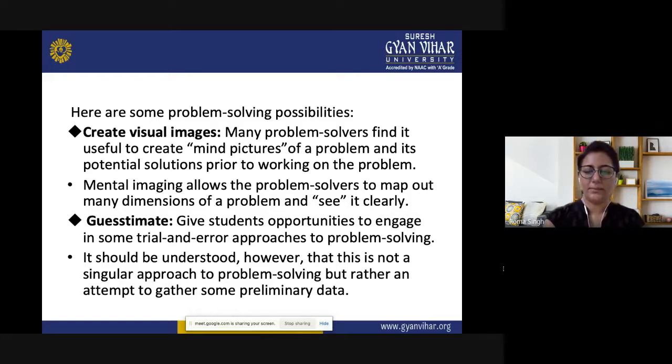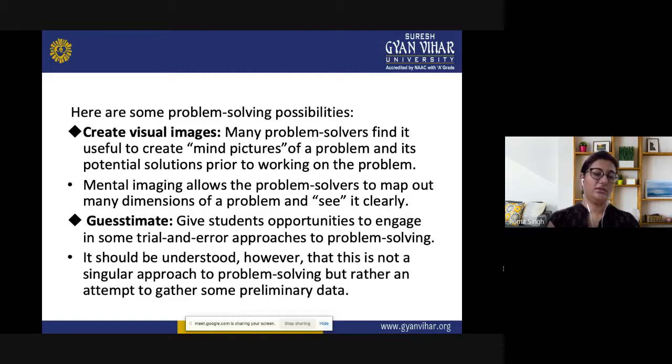Then the next technique is guesstimate. Guesstimate is a combined word of guessing and estimate. So they have to guess the estimate. It gives students the opportunity to engage in some trial and error approaches to problem solving. It is not always necessary that a student will be able to find a solution and that it will be the final one. They may try, and it may not be correct.